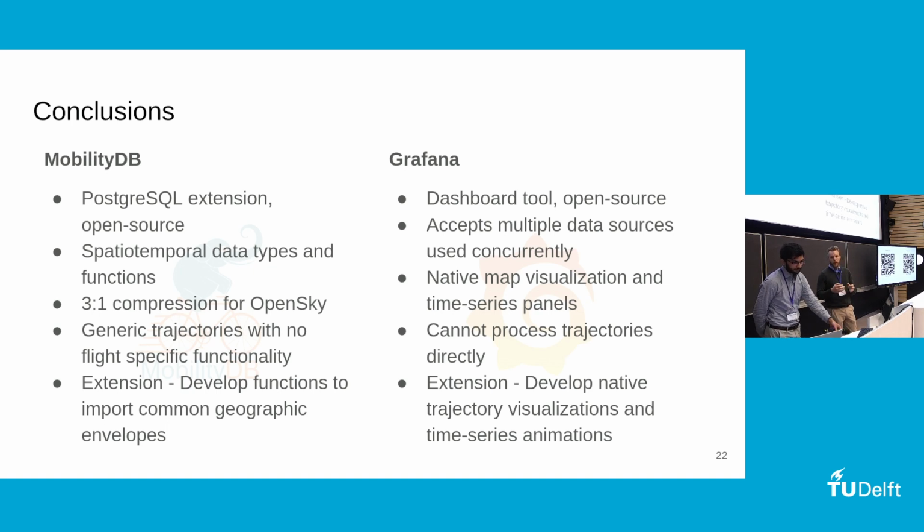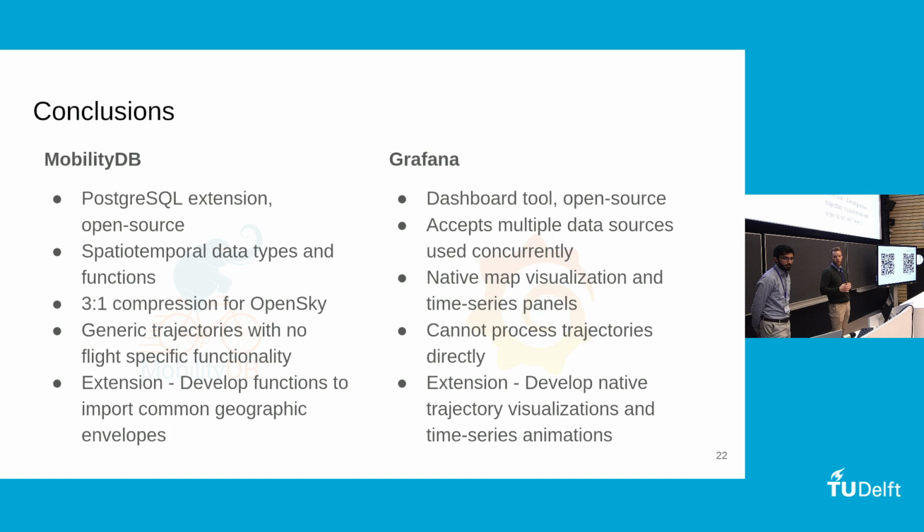So in conclusion, MobilityDB is a Postgres extension. It's open source. It's got spatial temporal data types. From the work that we did, we saw 3-to-1 lossless compression of our data when working with it. It's very generic, so it doesn't have any flight-specific functionality, which we would love to see. And I think being able to develop those will really be a nice extension. There is work happening between MobilityDB and the FCC right now. They've started down that path, as well as some other players, I think Toyota with self-driving cars. There are different players definitely starting to look at it.